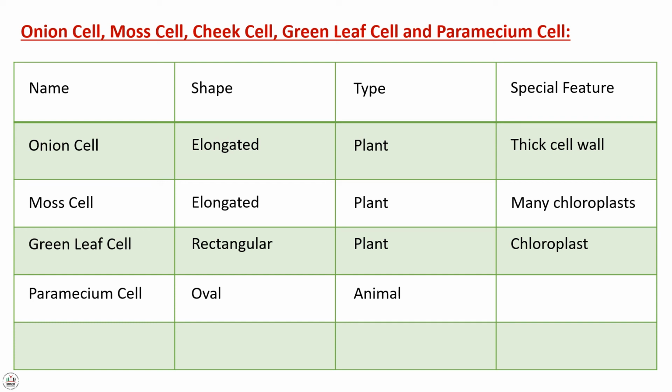animal cell. The special feature is it lives on stagnant water of pools.